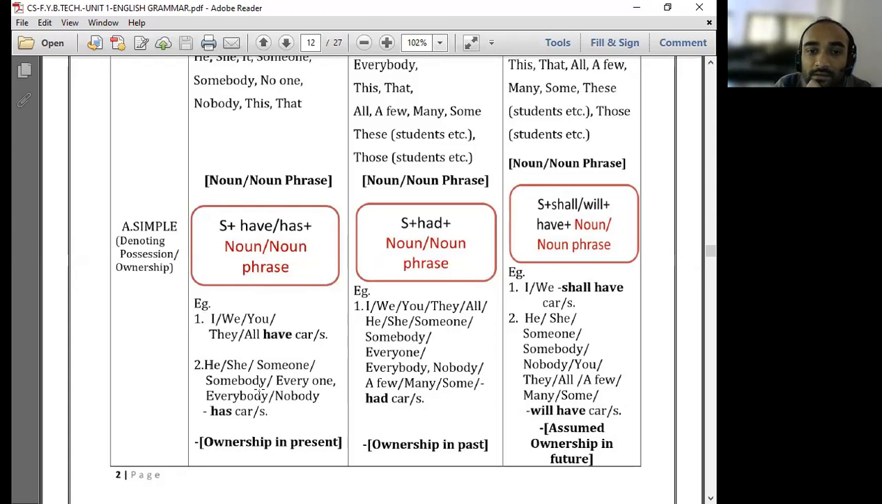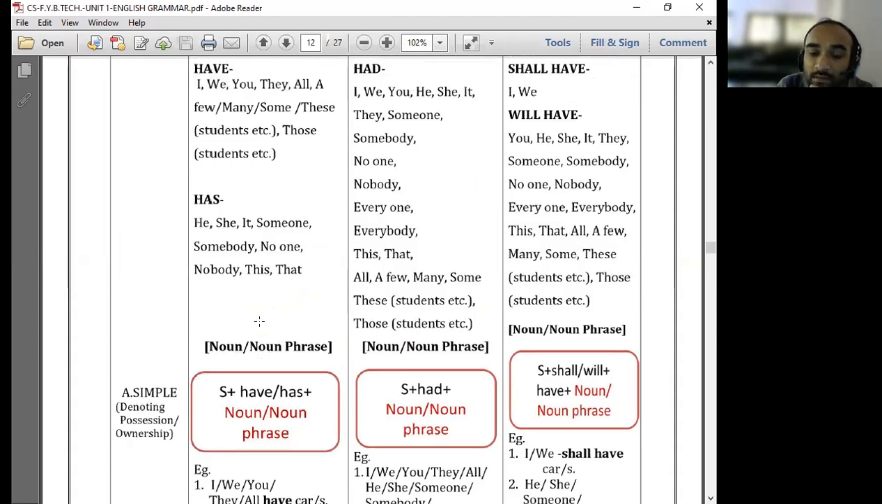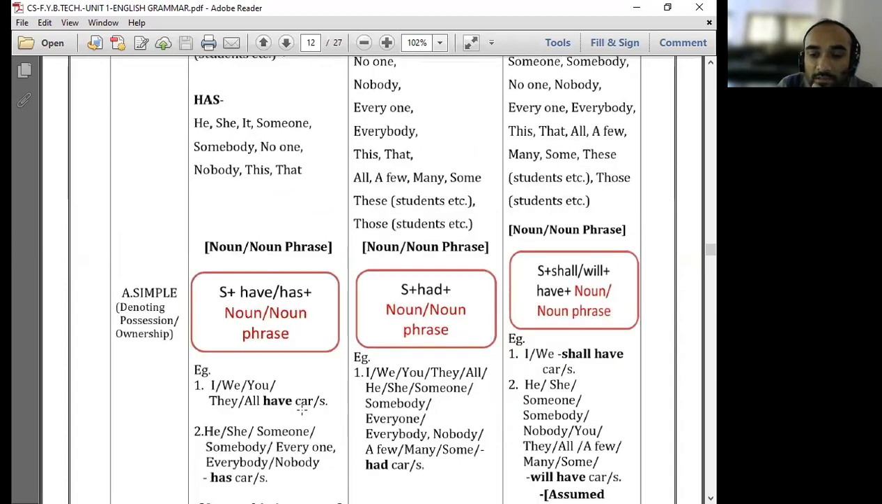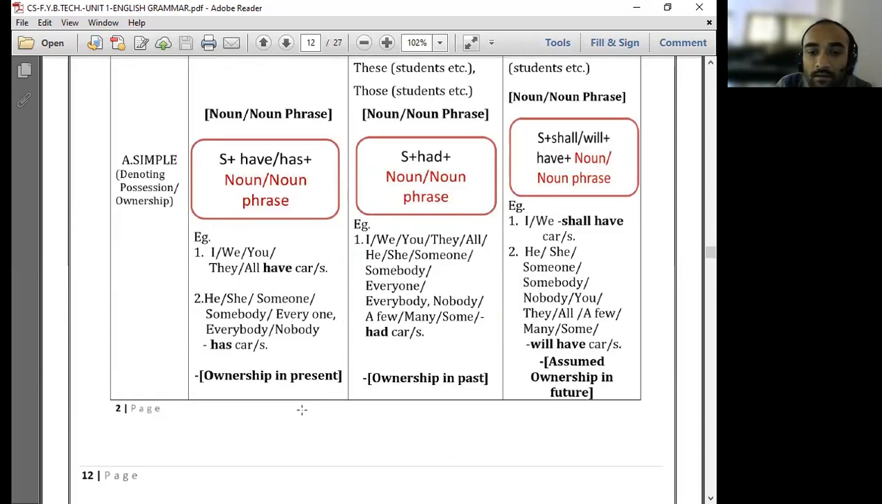This is the sentence structure for the simple sentences which denote or show possession or ownership. Let's see it with examples. I have car. माझ्याजवळ कार आहे. Then for we also we are using have. We have cars. आमच्याजवळ कार आहेत.